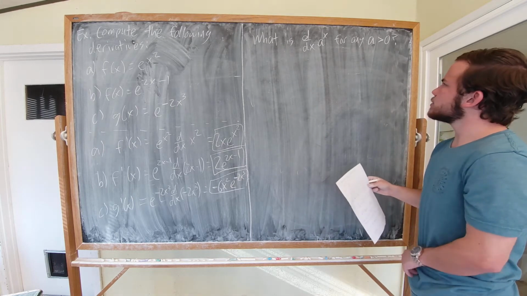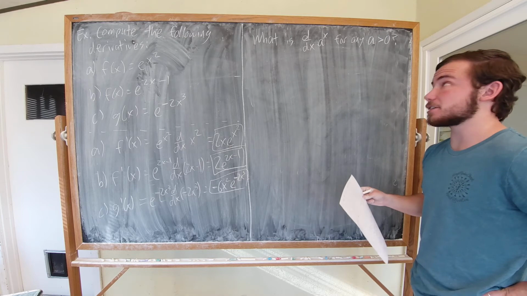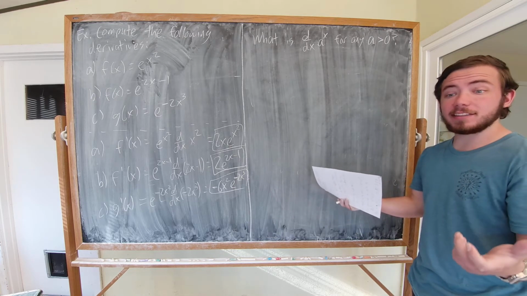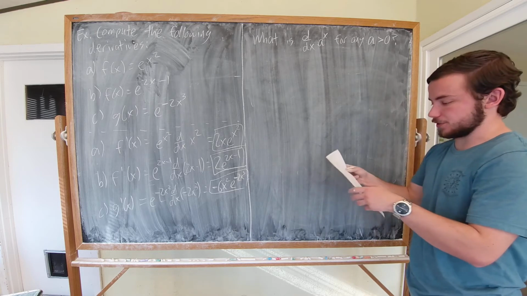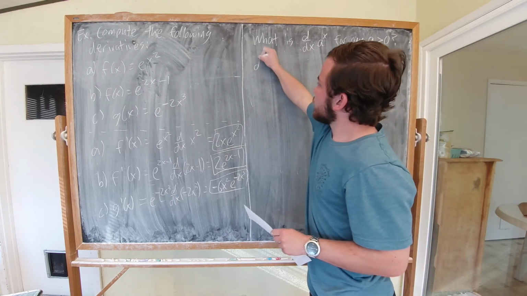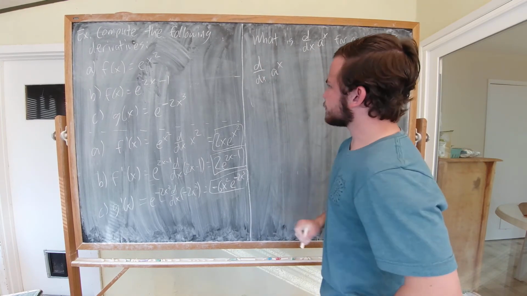Alright, so what is the derivative of a to the x for any a greater than 0? This actually does still hold with 1. I know that was the special case when we defined the exponential function, but this formula will still hold. Okay, well, let's just start playing around with stuff, seeing what we can get.